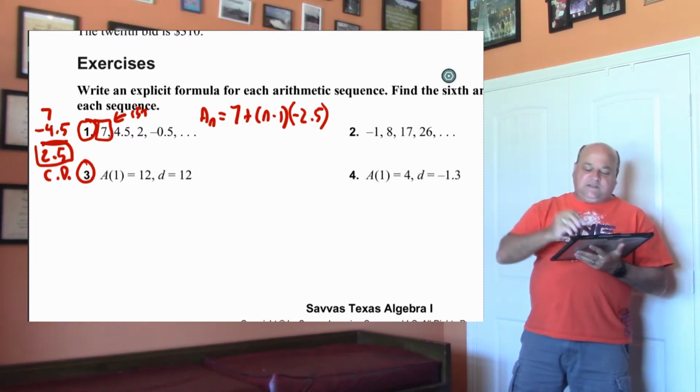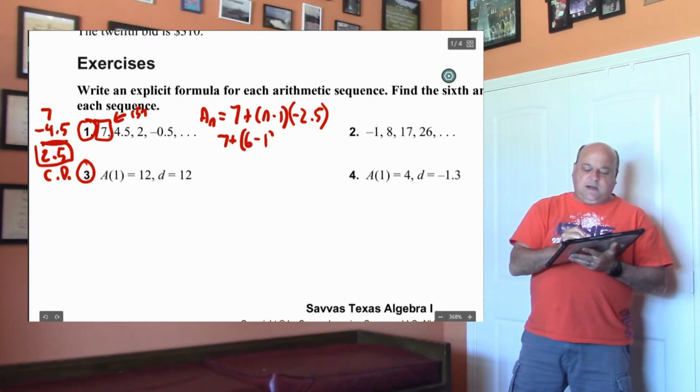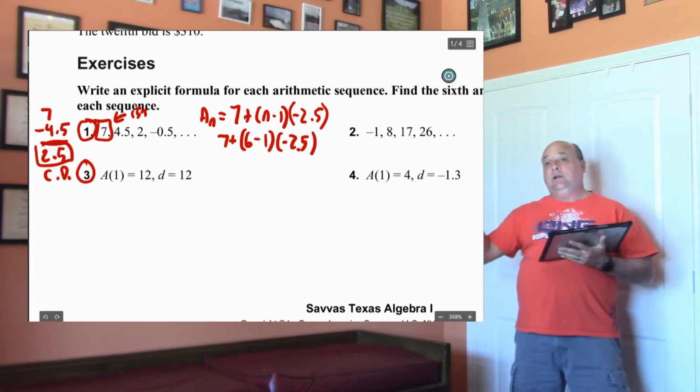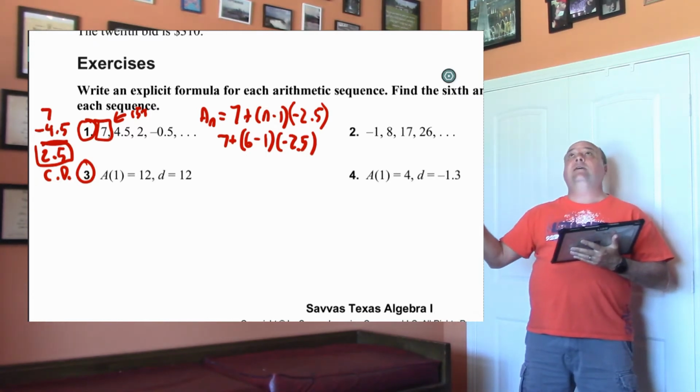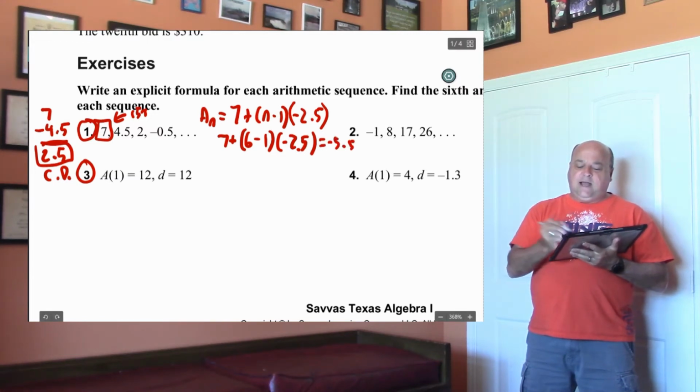Now then, we want to find the 6th term. So the 6th term is going to be this. Let me rewrite it here. 7 plus parentheses 6 minus 1 times a negative 2.5. Okay, so 6 minus 1 is 5. 5 times negative 2.5 would be negative 12.5. And then 7 minus 12.5 would be a negative 5.5, okay?